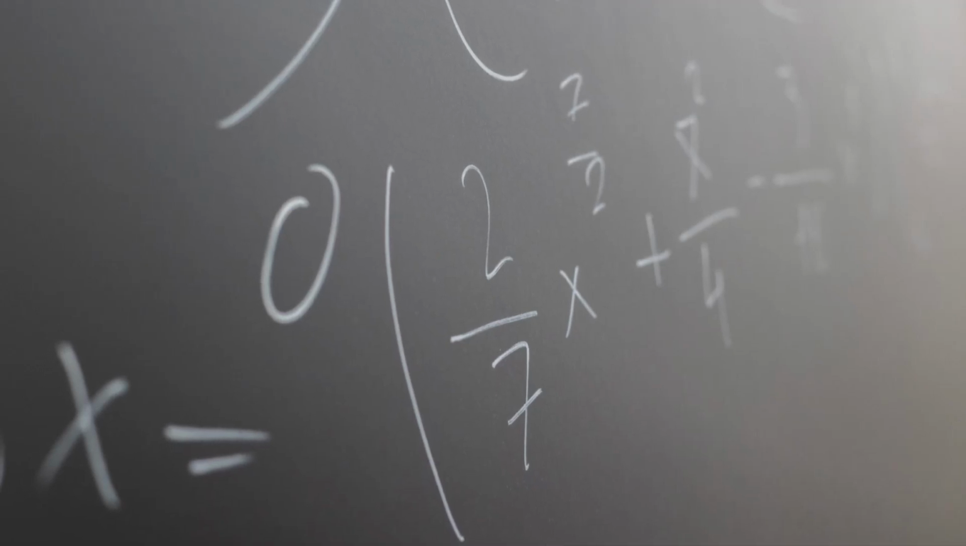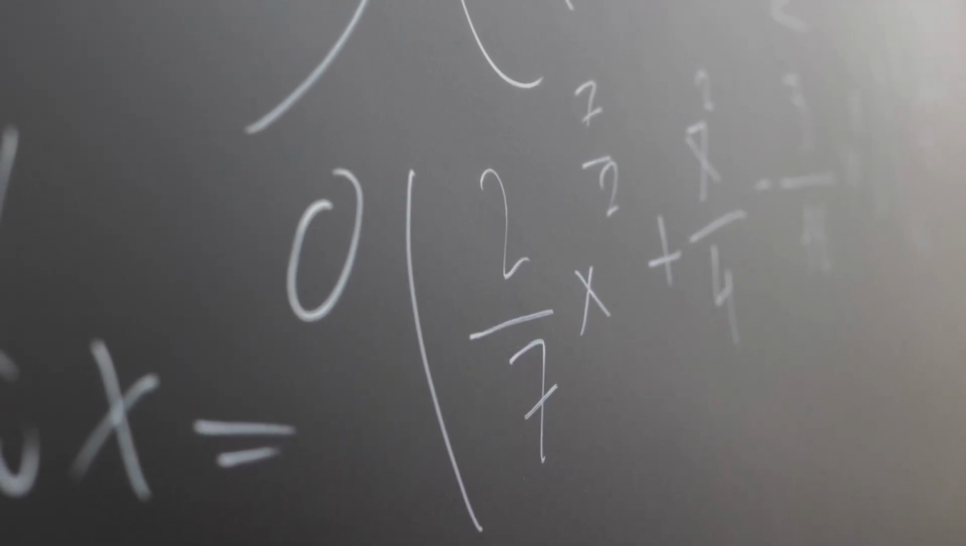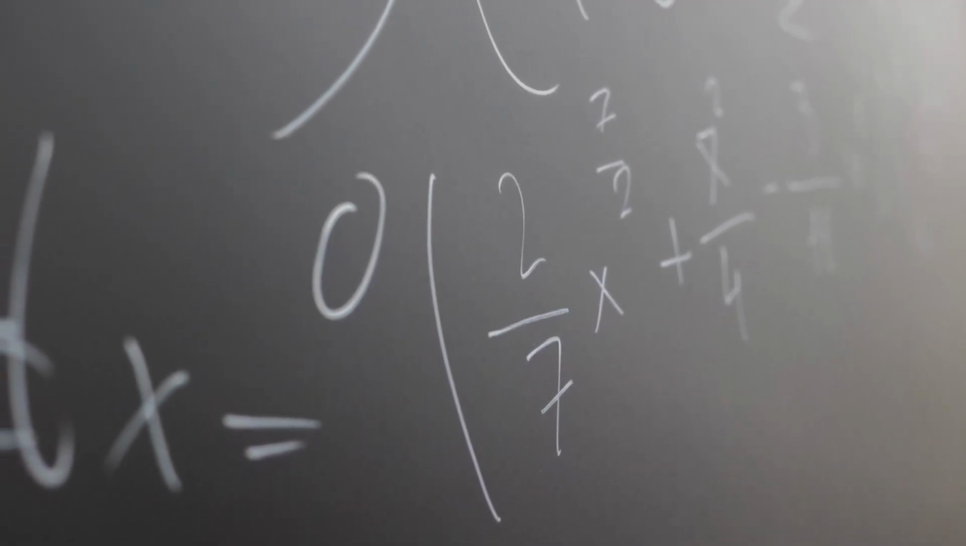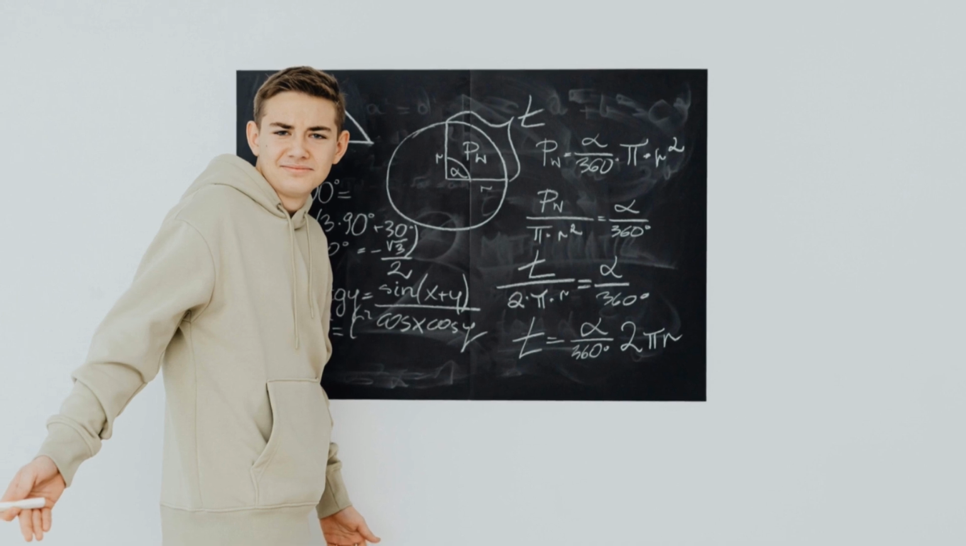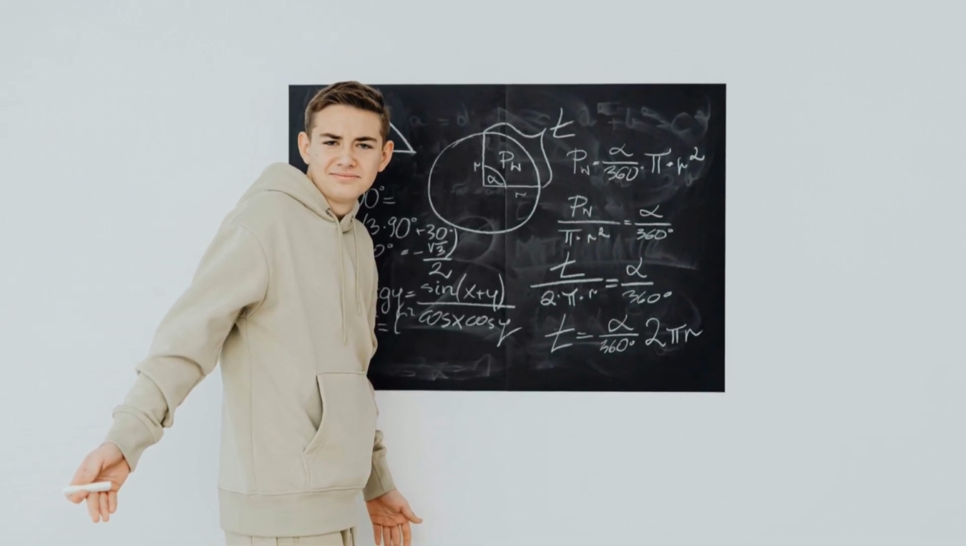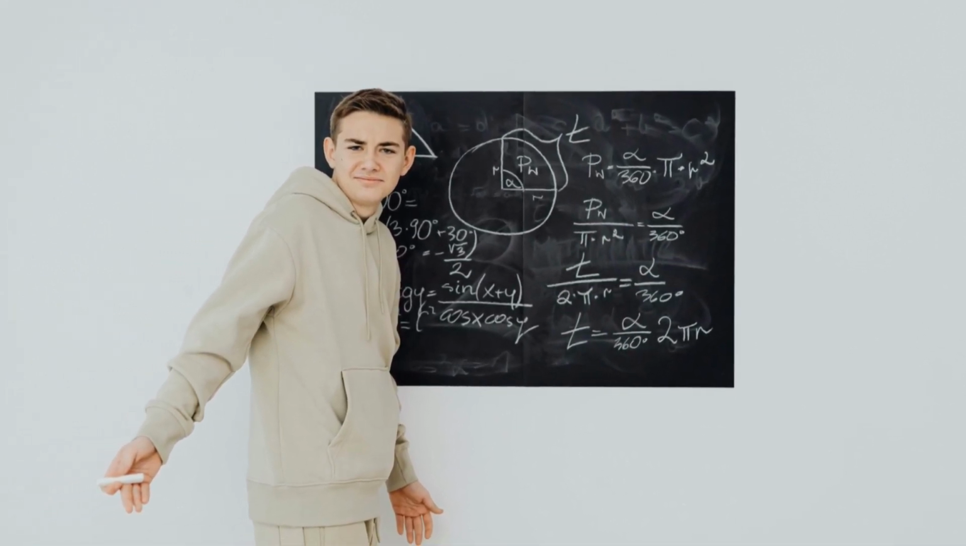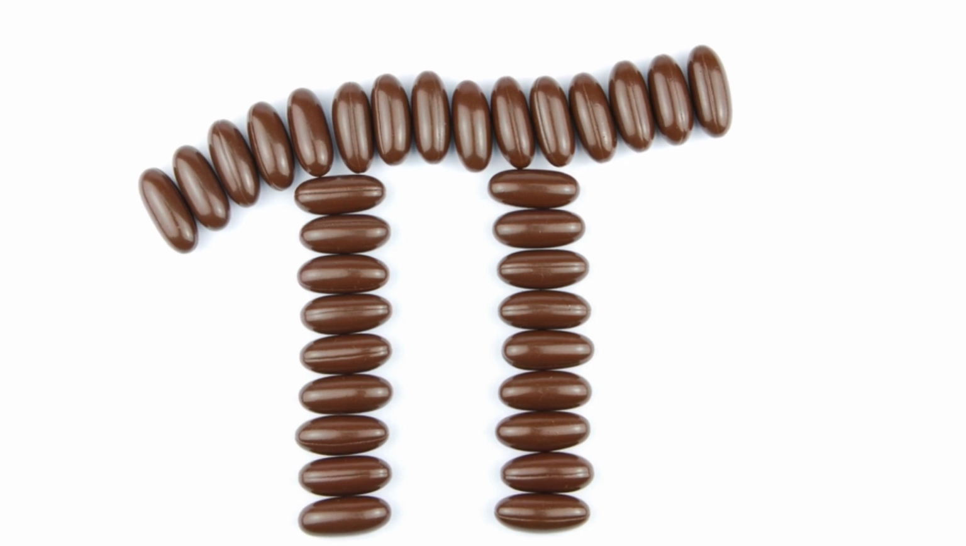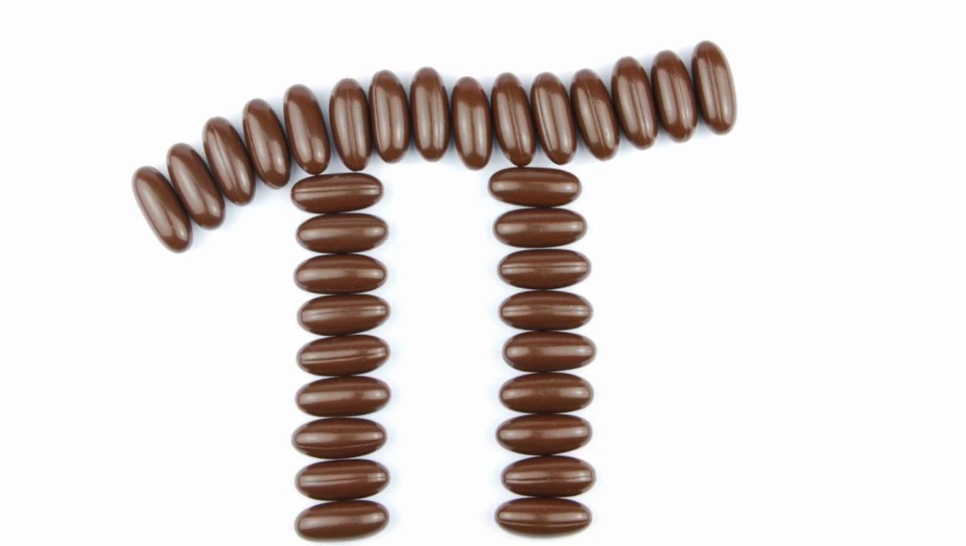The development of calculus in the 17th century led to new and more efficient methods for calculating pi. Mathematicians like Gottfried Wilhelm Leibniz and Isaac Newton developed infinite series that converged to pi. These series allowed for more accurate calculations of pi than ever before.